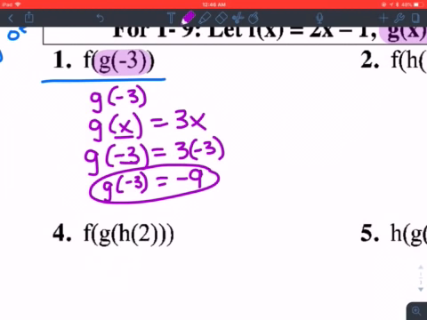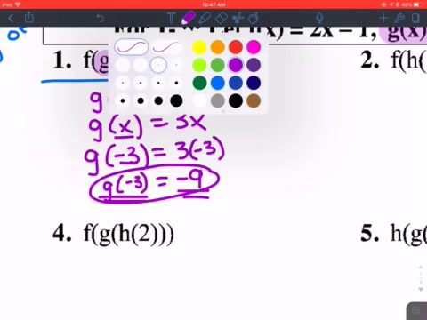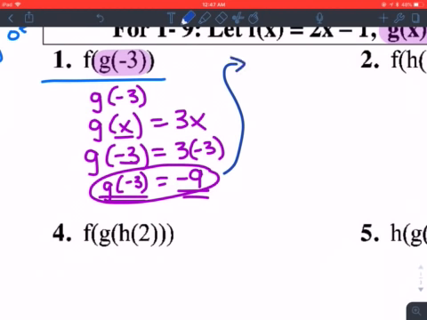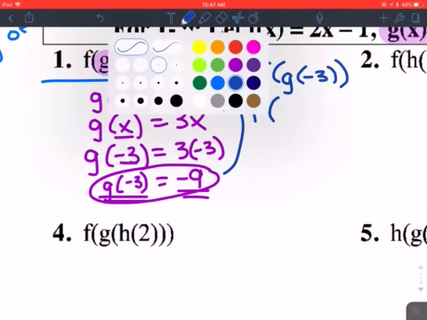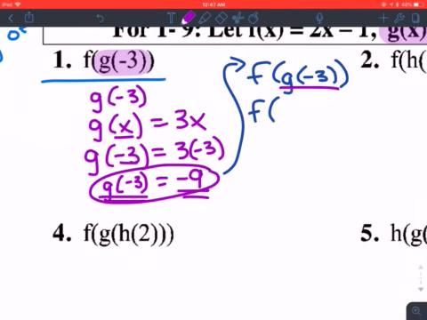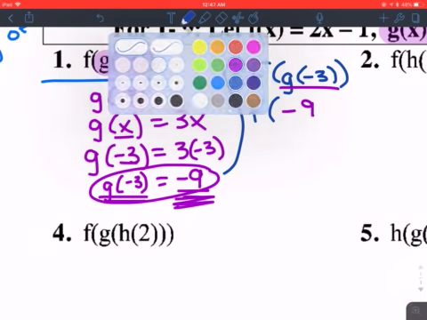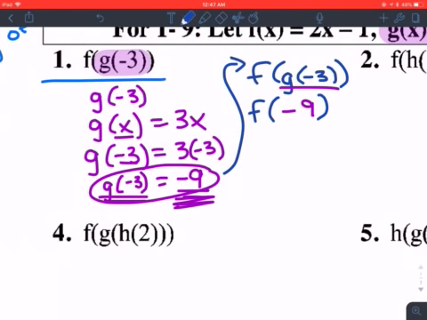Now I can take this g of negative 3 equals negative 9, and I can substitute a negative 9 in place of my g of negative 3, since those two things are equivalent. So what that's going to look like is I've got f of g of negative 3, right? That's what I'm trying to find. So f of, and instead of g of negative 3, I'm going to write a negative 9, because I know g of negative 3 is equivalent to negative 9. So now I'm looking for f of negative 9.